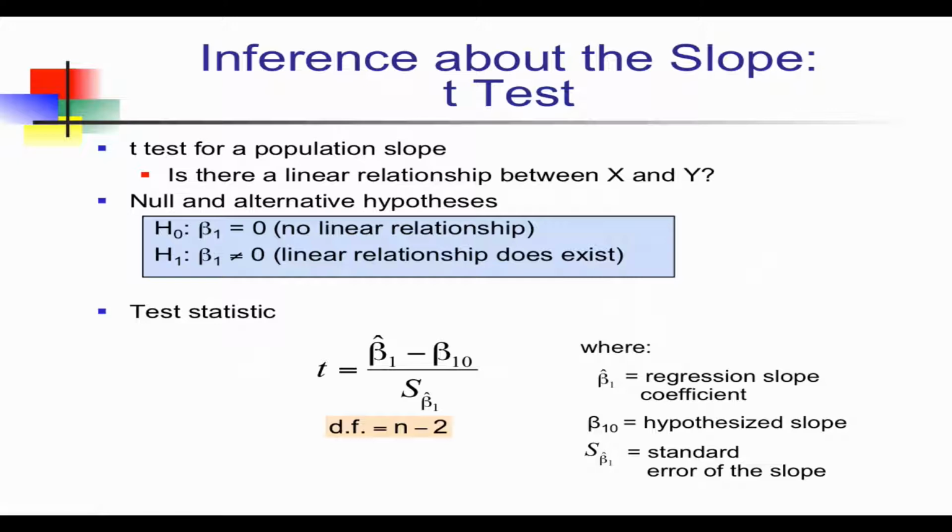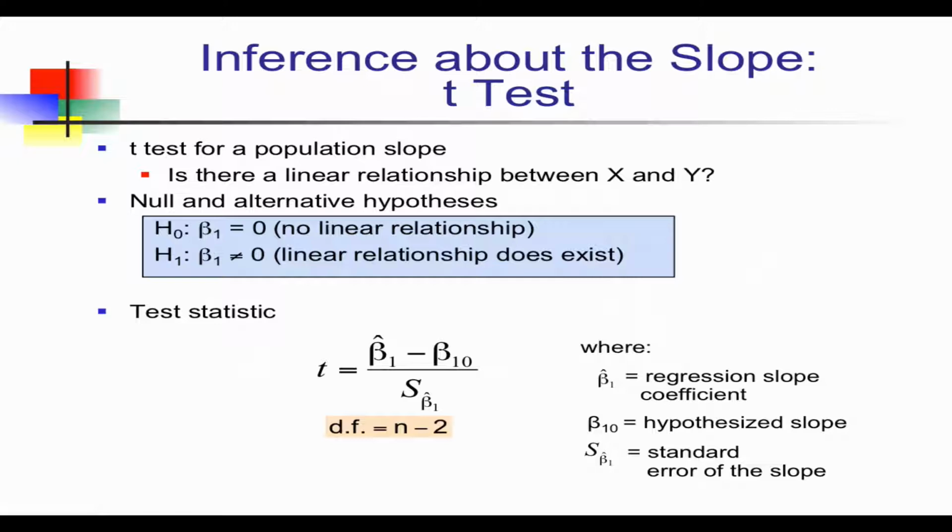So the null hypothesis is beta 1 equals 0. That stands for there's no linear relationship. And the alternative hypothesis is that beta 1 does not equal 0. So this is a two-sided test. It doesn't matter whether it's positively or negatively correlated. As long as beta 1 doesn't equal 0, that means there is a linear relationship between x and y.